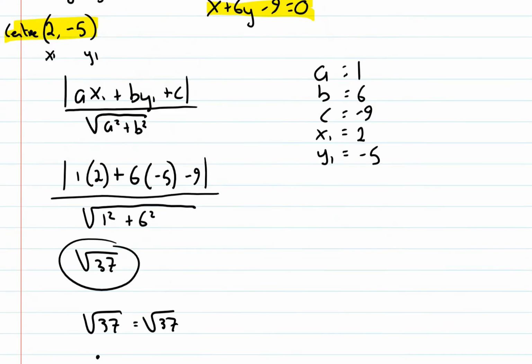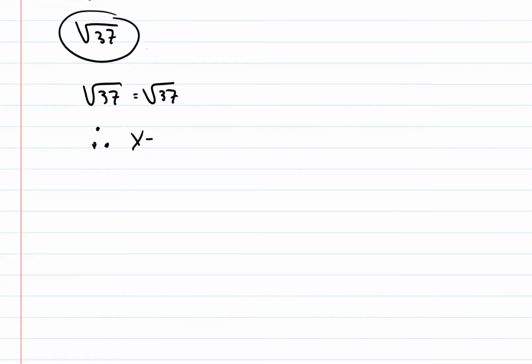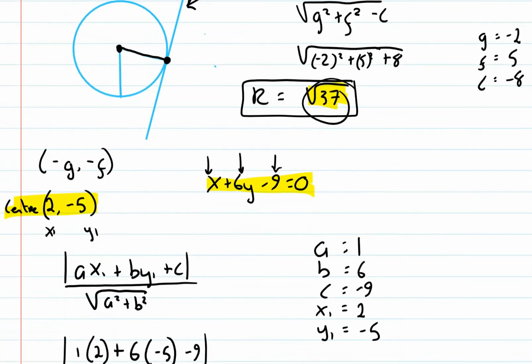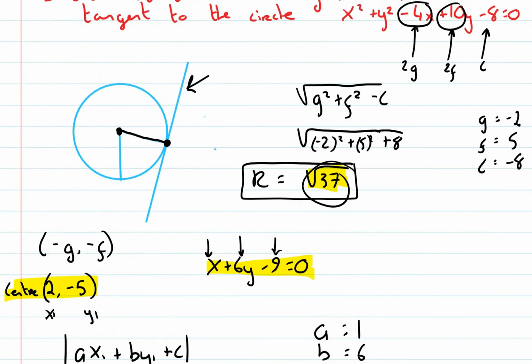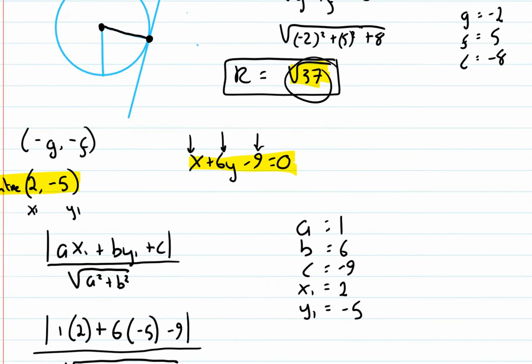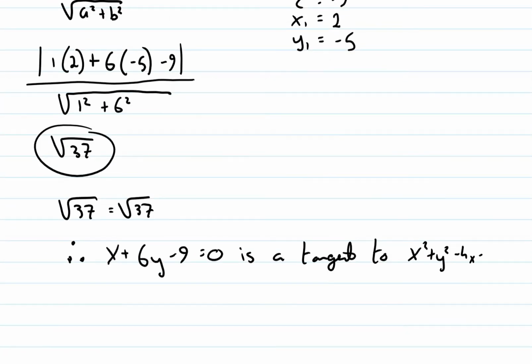Therefore, the line x + 6y - 9 = 0 is a tangent to x squared plus y squared minus 4x plus 10y minus 8 equals 0. And there we go.